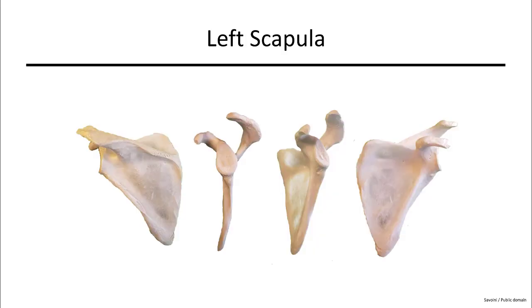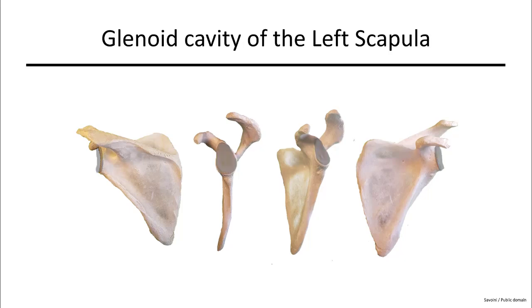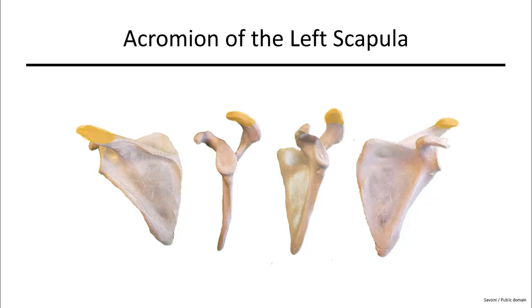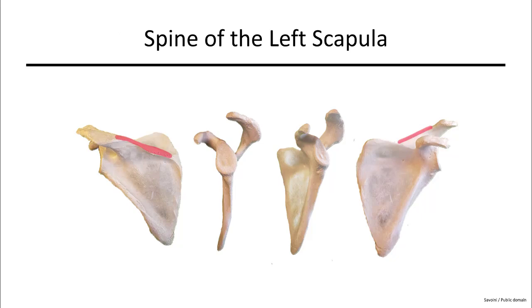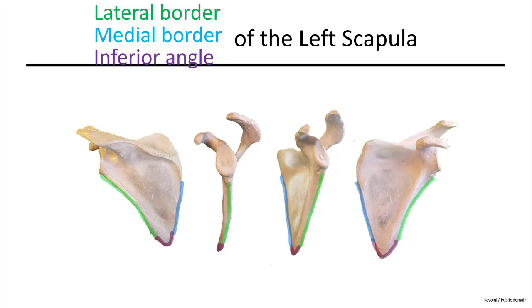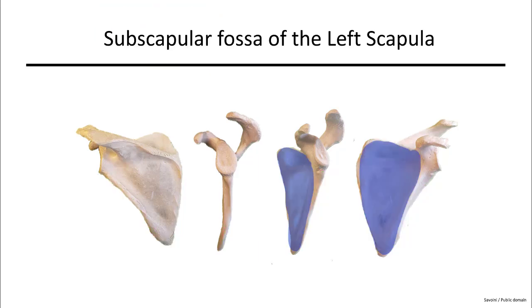Pause this and try to name the features indicated on the last slide. Here we see the glenoid cavity of the left scapula, the acromion of the left scapula, the coracoid process of the left scapula, the spine of the left scapula, as well as the borders, lateral border, medial border, as well as the inferior angle of the left scapula. Then finally, the subscapular fossa.